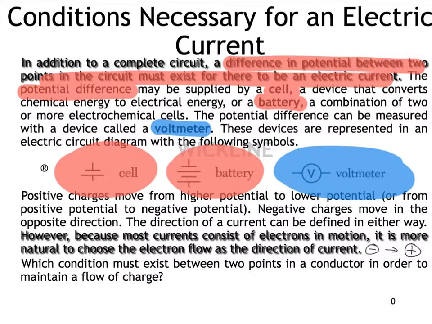So here's my check-in question. Which condition must exist between 2 points in a conductor in order to maintain a flow of charge? And this would be the one that would be in addition to having a closed loop. So in addition to a closed loop, you would need a potential difference or voltage.